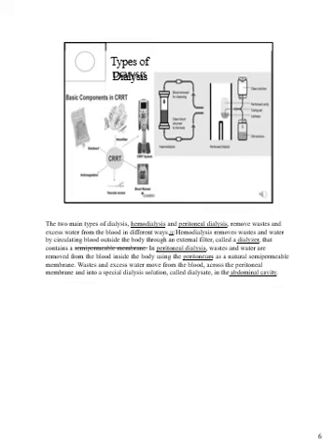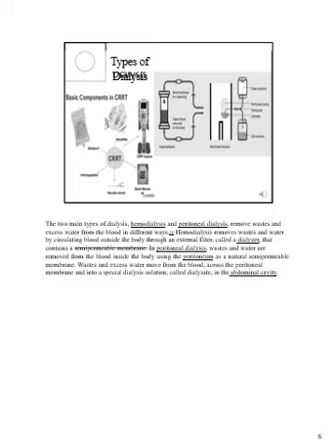The two main types of dialysis, hemodialysis and peritoneal dialysis, remove wastes and excess water from the blood in different ways. Hemodialysis removes waste and water by circulating blood outside the body through an external filter called a dialyzer that contains a semi-permeable membrane. In peritoneal dialysis, waste and water are removed from the blood inside the body using the peritoneum as a natural semi-permeable membrane.